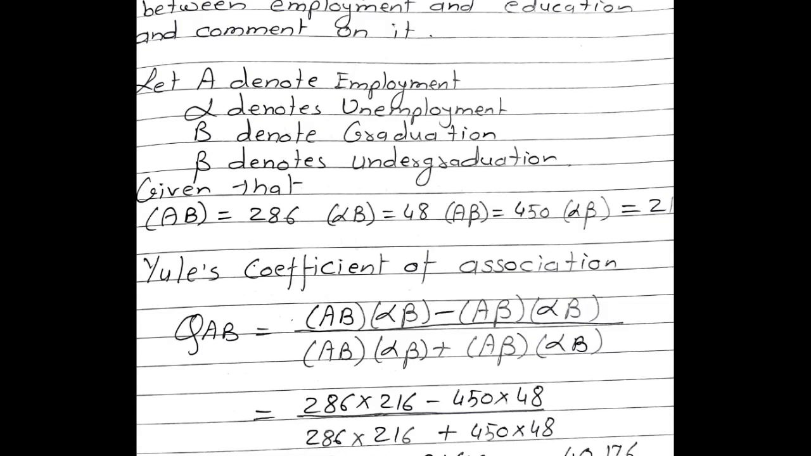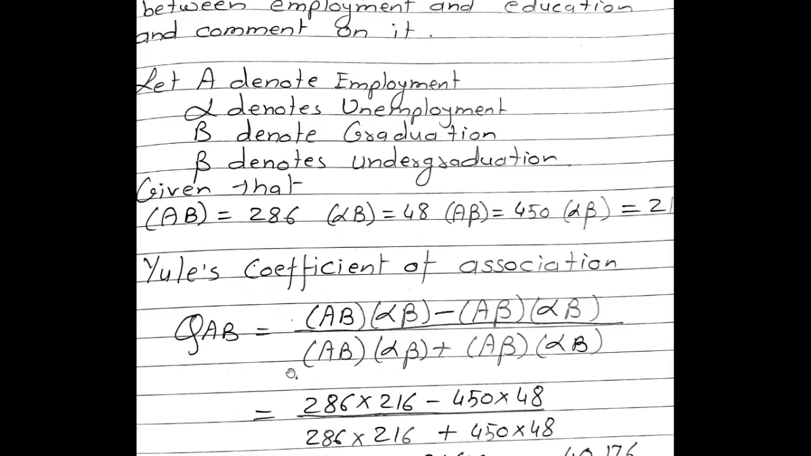Frequency of class AB is equal to 286. Frequency of class alpha B is equal to 48. Frequency of class A beta is equal to 450. And frequency of class alpha beta is equal to 216. We have to find Yule's coefficient of association, that is nothing but Q.